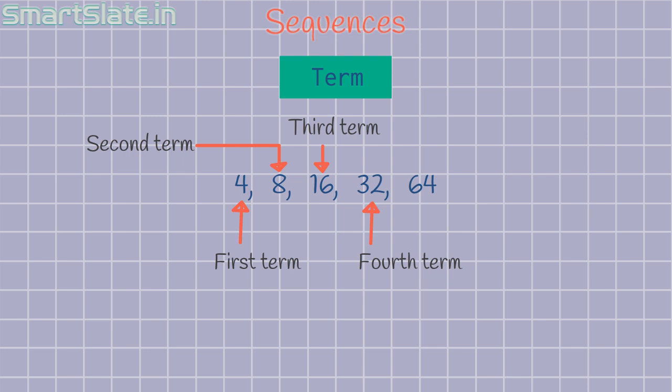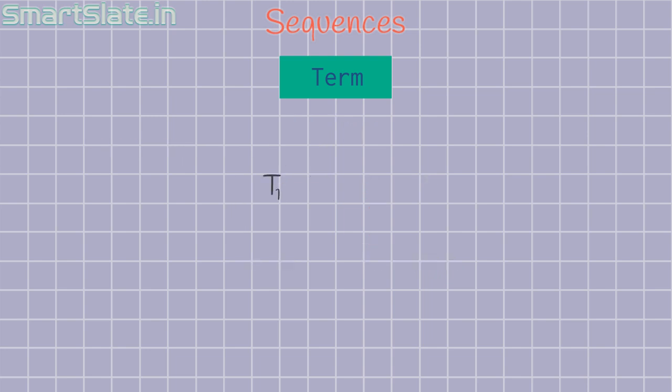In a sequence, each term is denoted by a symbol. For example, first term is denoted by T1, second term T2, third term T3. Similarly, nth term Tn.